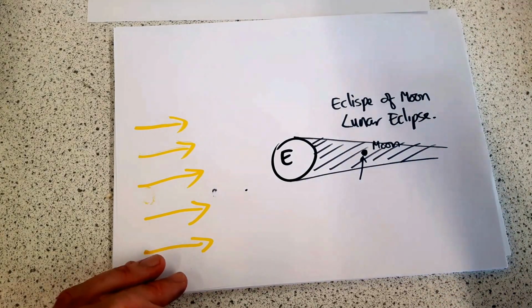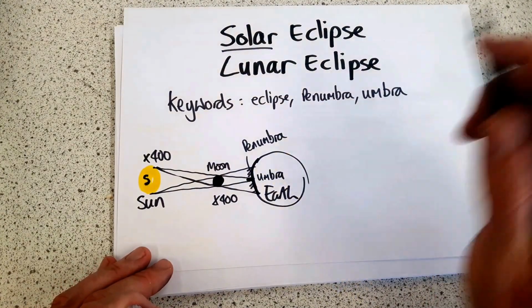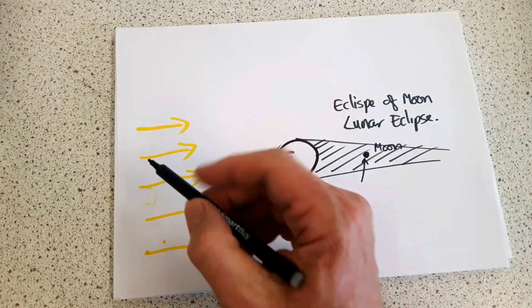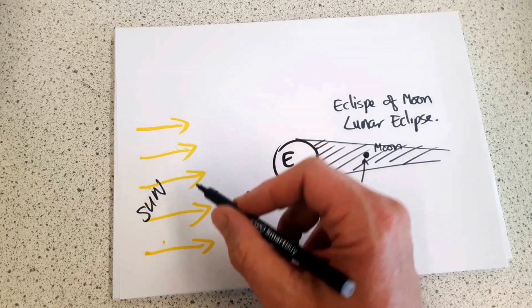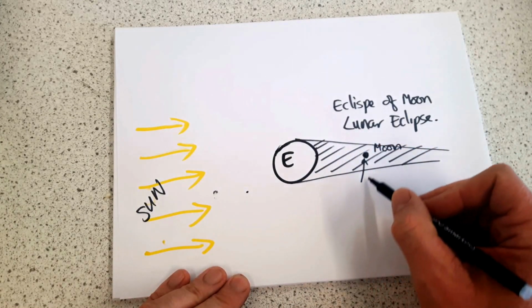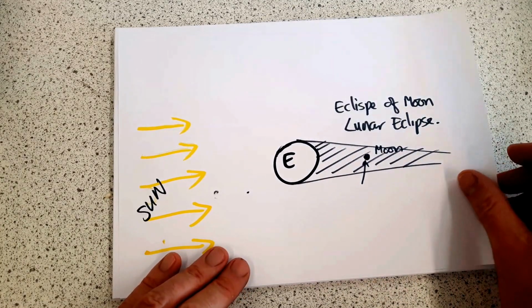So, solar eclipse, when the sun is blocked by the moon. A lunar eclipse is when the light from the sun is blocked by the Earth, causing a shadow, and the moon moves into that shadow, and that's an eclipse of the moon.